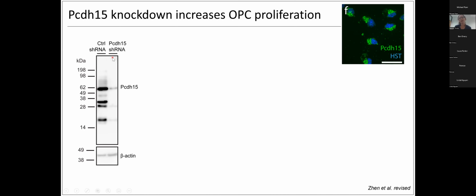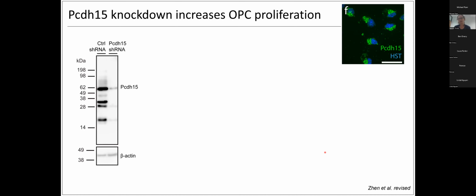But when we gave the protocadherin 15 shRNA, we actually found that all of the different isoforms could be knocked down across the board. And this was achieved within 12 hours of giving the shRNA. So it allowed us to then say, okay, we've now got cells that have protocadherin 15 knocked down. What does that do to their proliferation?